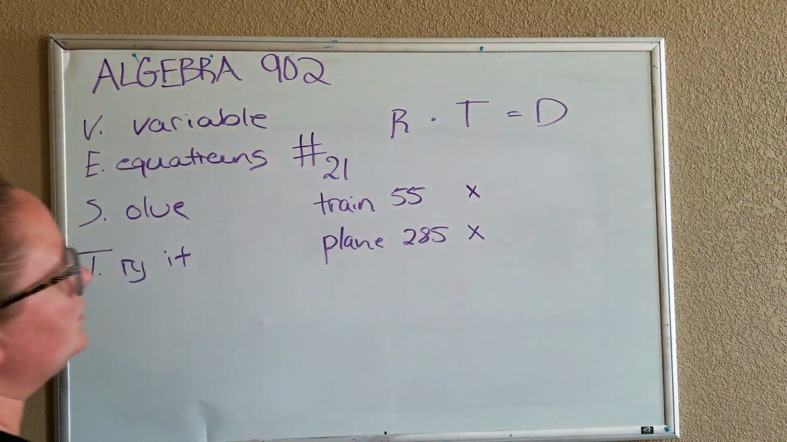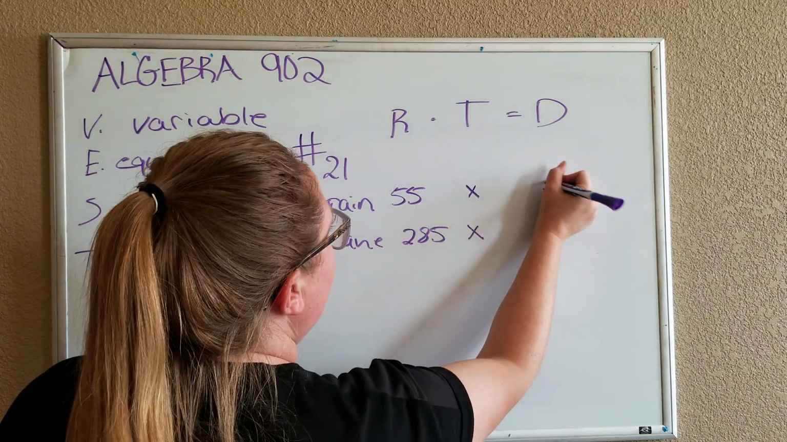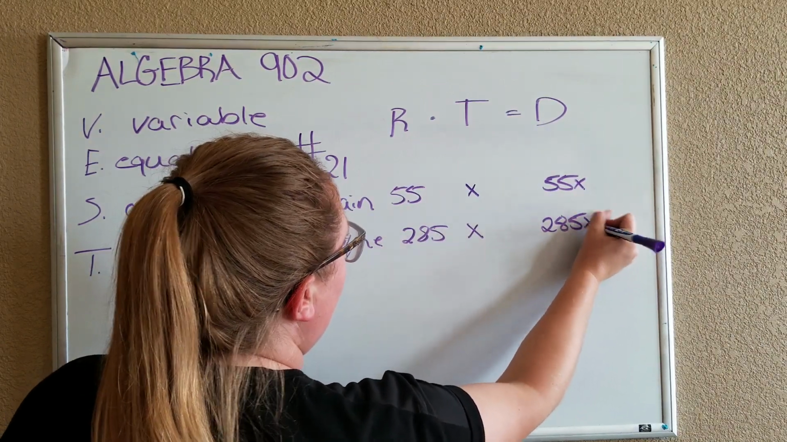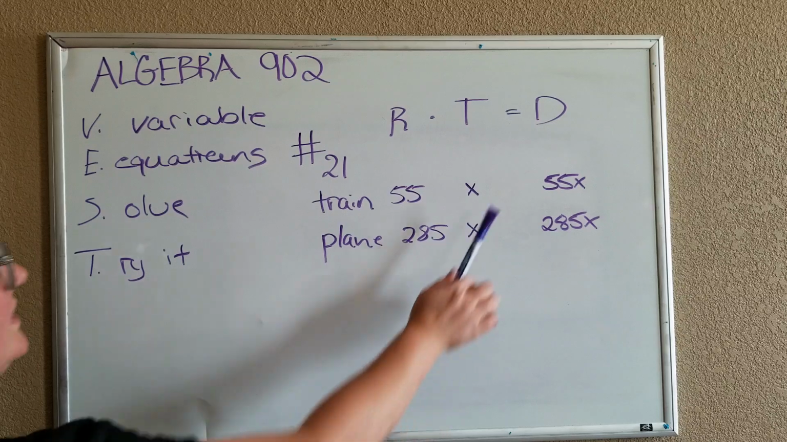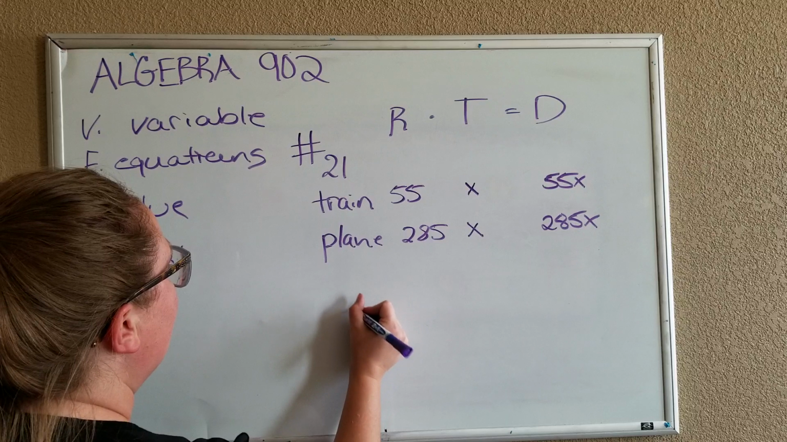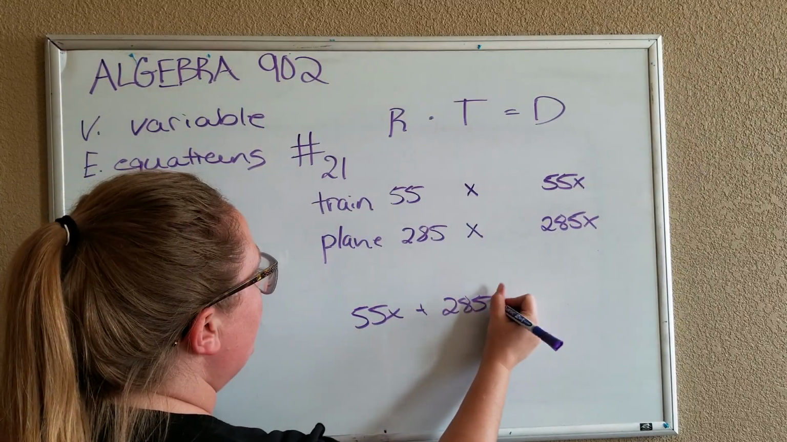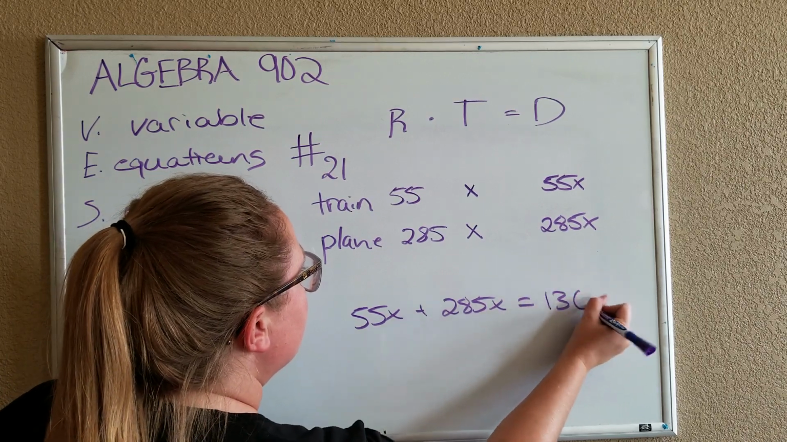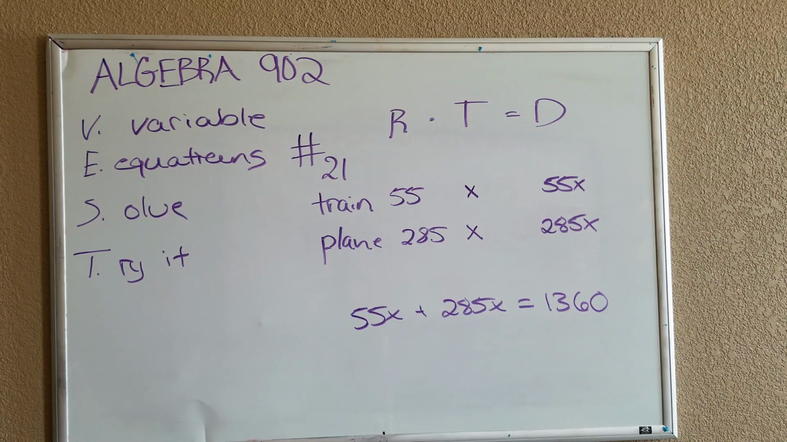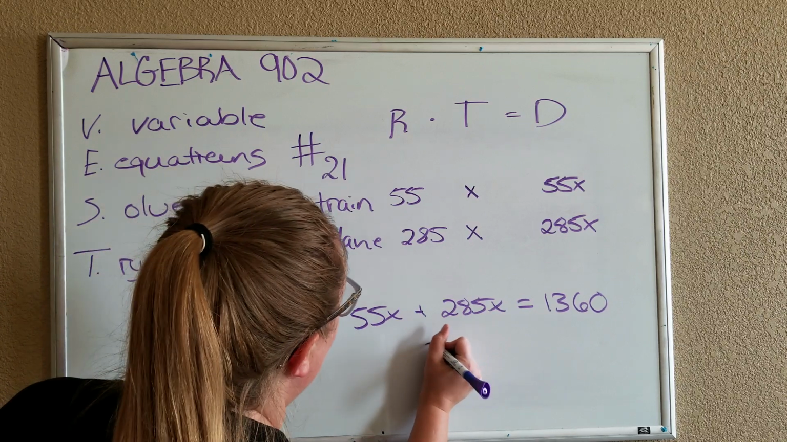All right? So rate times time equals distance. So 55 times X is 55X and 285X. Now, altogether, these two distances should equal 1,360 miles. So you add them, 55X plus 285X equals 1,360. All right, so add those. 55 plus 285 is actually 340.